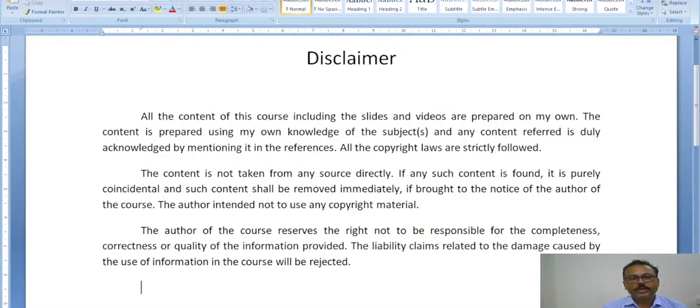The content is definitely not taken from any source directly. In case there is any such content, it will be removed. And I have the whole rights, the copyright rights. Remember, in the case of software, books and videos, as soon as it is publicized, the copyright of that content belongs to the author only. So you are not supposed to use this content for other purposes, in the sense that you cannot modify the content and again place it on YouTube or any public resource, in any public media. So all rights are reserved, and copyright belongs to me.